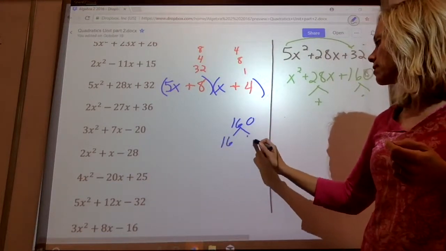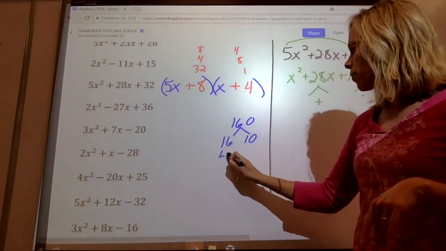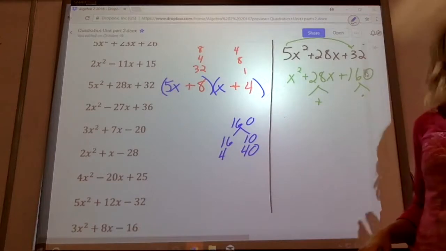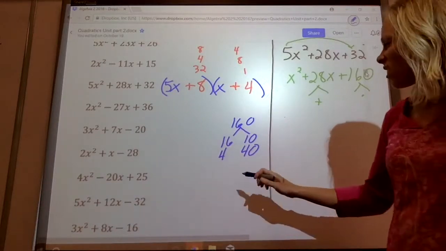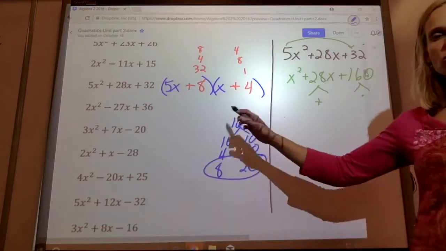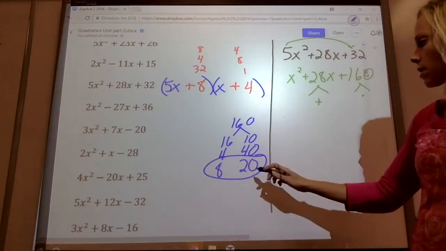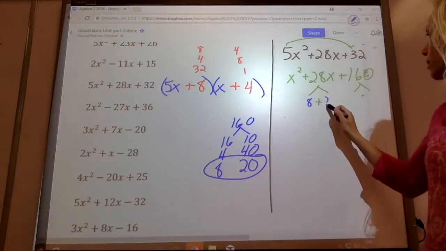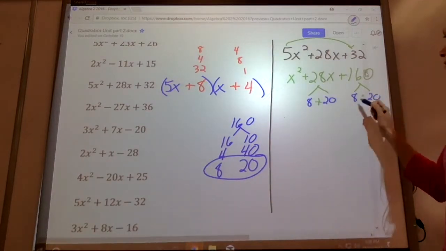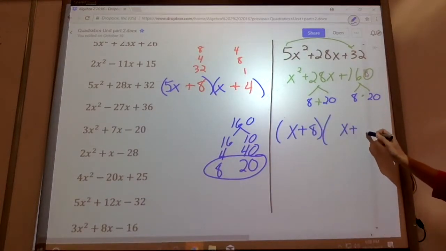160, 16 and 10, no, can't get 28. How about 4 and 40? No, can't get 28. How about 8 and 20? Oh, there it is, right? Just start doing factors of 160 until you find it, okay? So that would be 8 and 20, 8 times 20. So it would factor x plus 8, x plus 20.